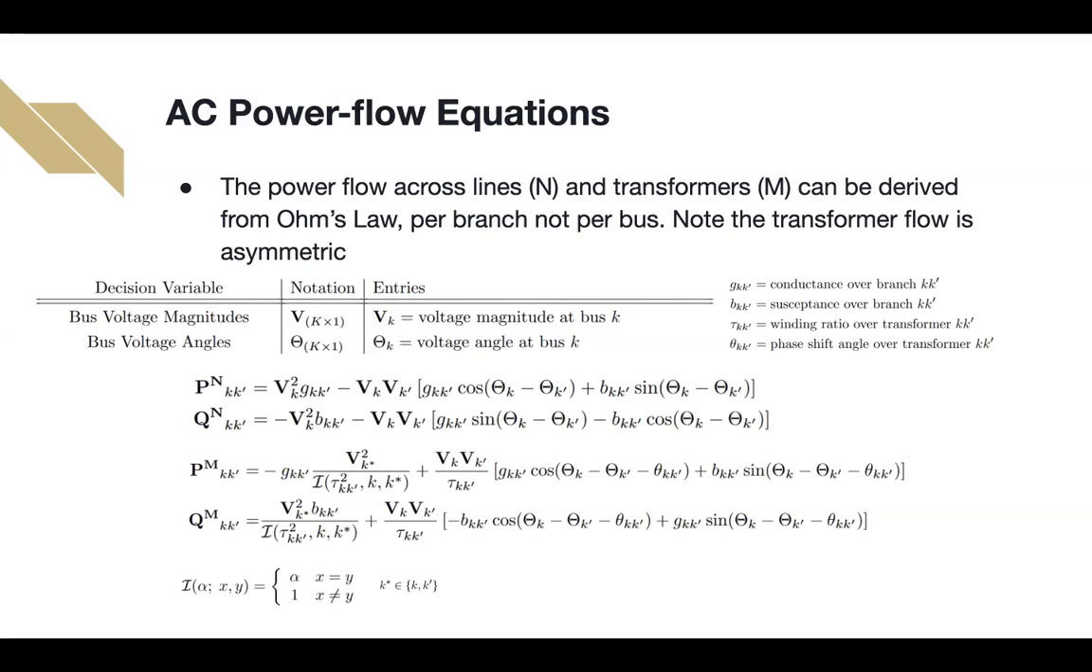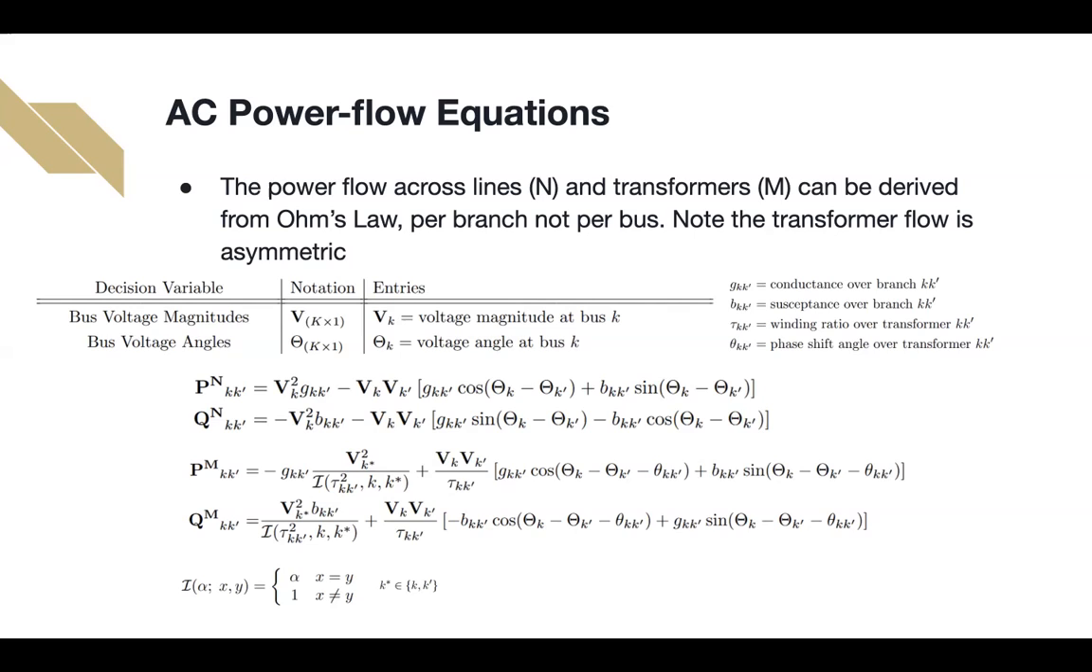We were given the loads and the generation, but we have to solve for the flows across the lines and transformers. These are the AC power flow equations that are derived from Ohm's law. You can see our decision variables here are the voltage magnitudes and the voltage angles. The power generation is not a decision variable. Like we said, it is constant.